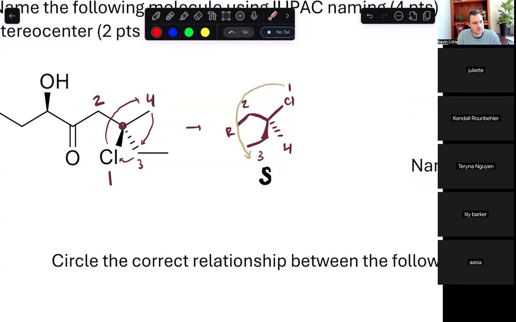Someone asked if it's okay for the first priority. The first priority group can be on anything. The first priority has nothing to do with getting things in the right orientation. Only the fourth priority matters. It has to be on a wedge or a dash.